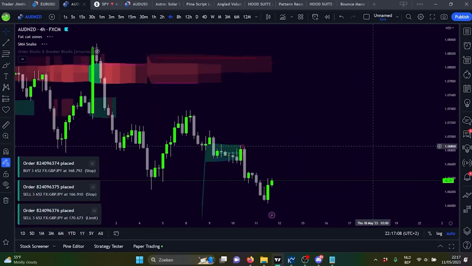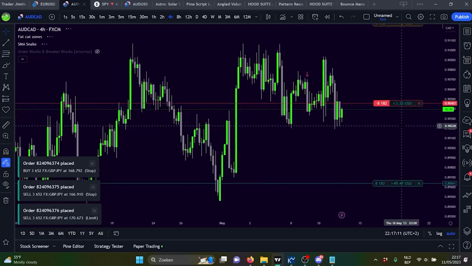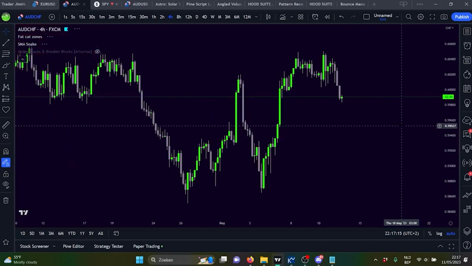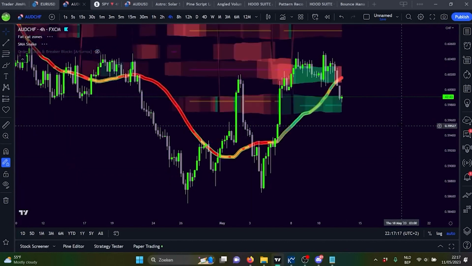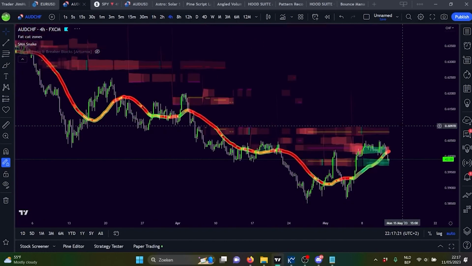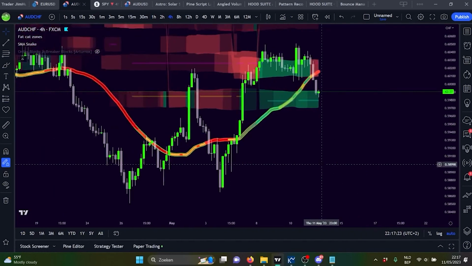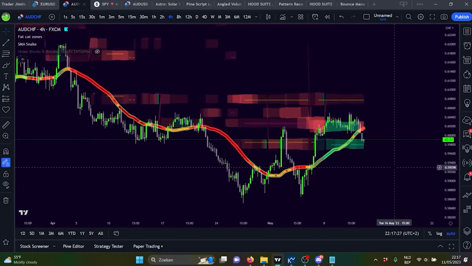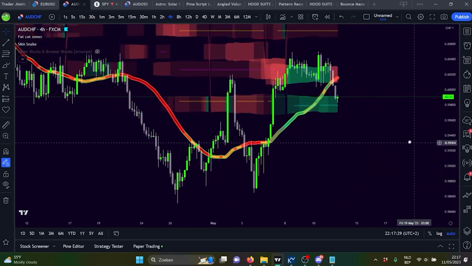Let's move on. Too many zones at the same time. If you are a range trader, do it, but we are trading trends here.